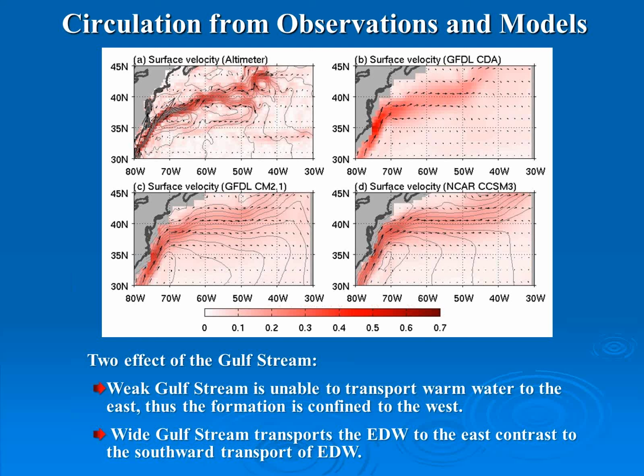So there are two effects from this inefficiency in simulating the Gulf Stream system. First, the Gulf Stream is too weak in the models, so it is unable to transport warm water efficiently enough to the east to precondition for the EDW formation in the eastern region. Also, the wide Gulf Stream in the models transports water from the western region to the east, which explains why in the models the formation is constrained to the west, but you do see thick EDW to the east.